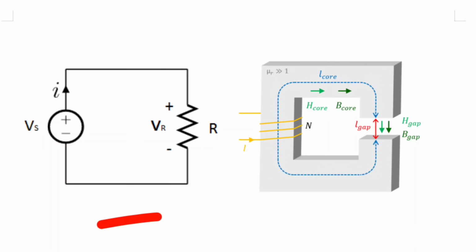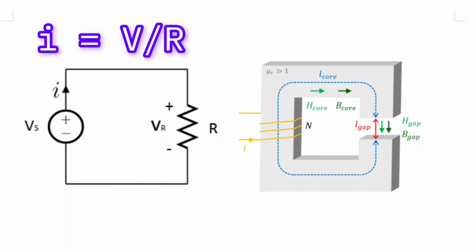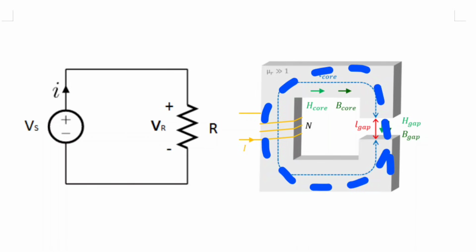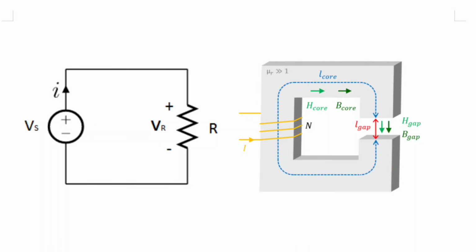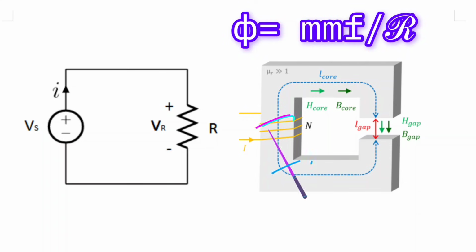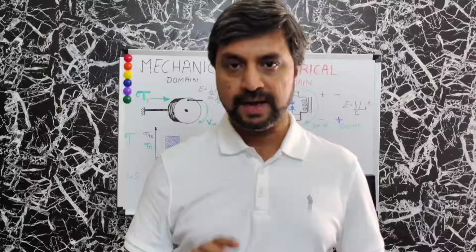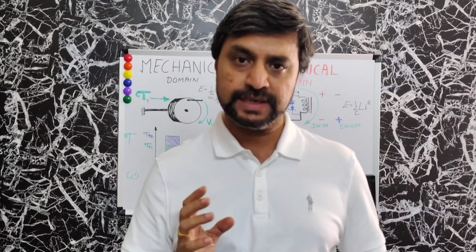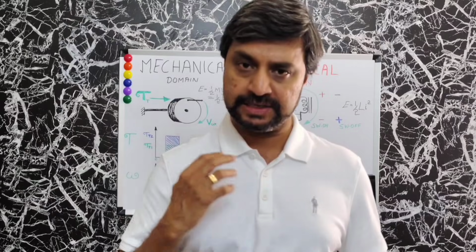Applying Ohm's law, you can find out the current in the first circuit: the current through the circuit is equal to the applied voltage divided by the resistance. Same applies to the magnetic circuit. The current, which is flux in the case of a magnetic system, will be equal to the magnetomotive force divided by the reluctance. I told you that magnetomotive force is the force that you apply to develop a magnetic flux.